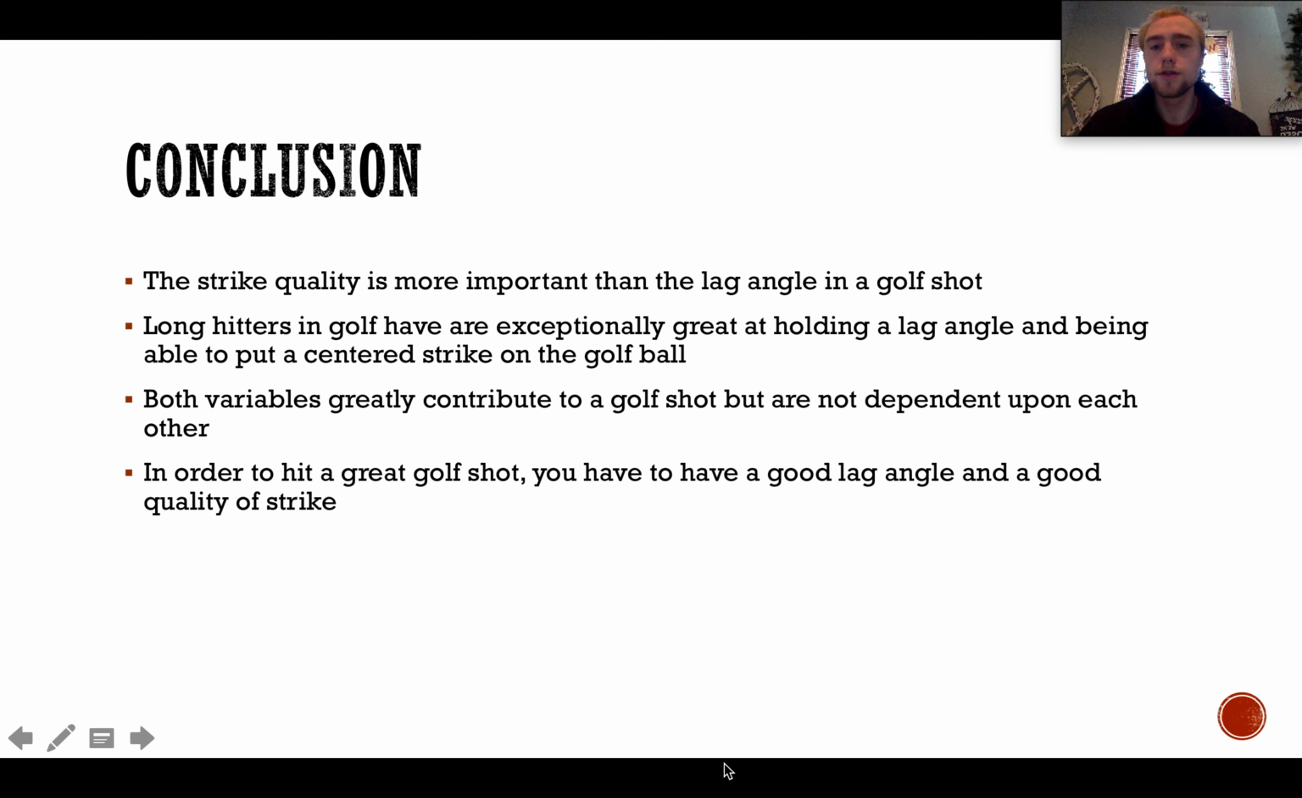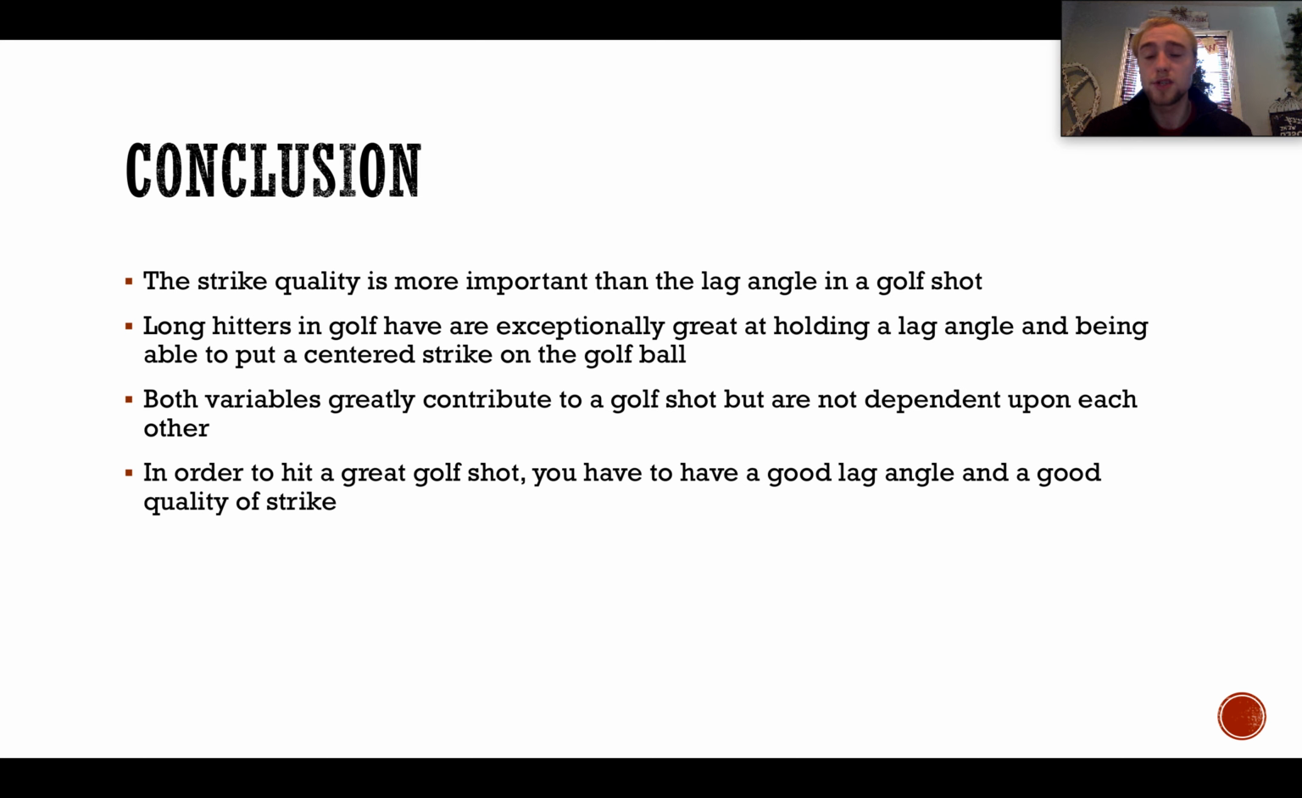So in conclusion here, obviously there's a lot more variables that you have to account for in a golf swing, like timing, experience, people's flexibility, things like that. Their hand-eye coordination plays a great deal into it. But for the two variables that I was looking at in this study, strike quality is by far more important than lag angle in a golf shot.